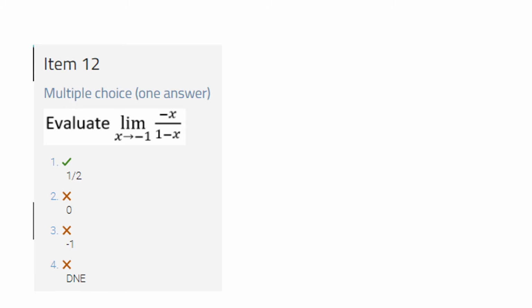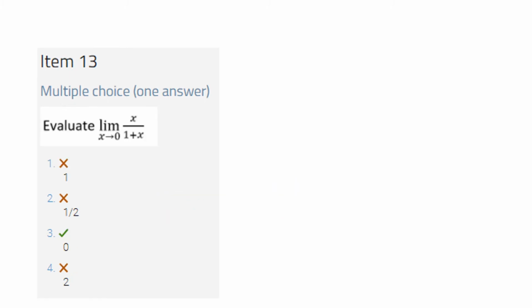Evaluate the limit of negative x over 1 minus x as x approaches negative 1. We can do just substitution, negative 1. So 1 minus negative 1. That will be positive 1 in the numerator and positive 2 in the denominator. It is 1/2.